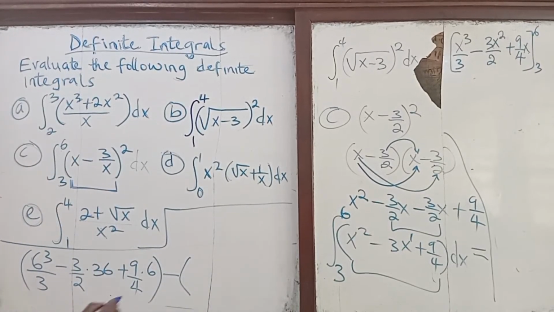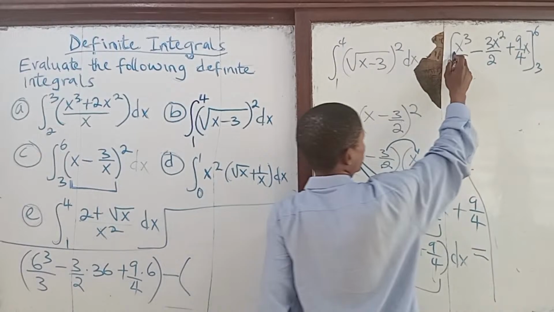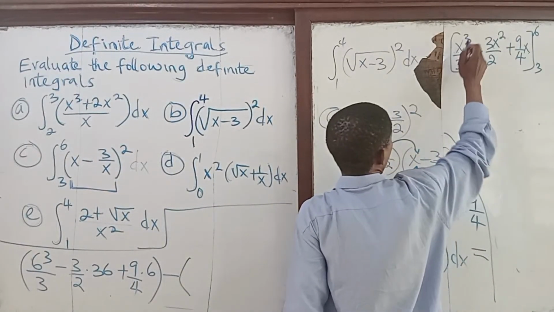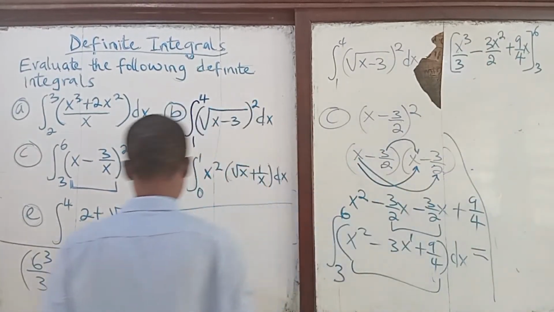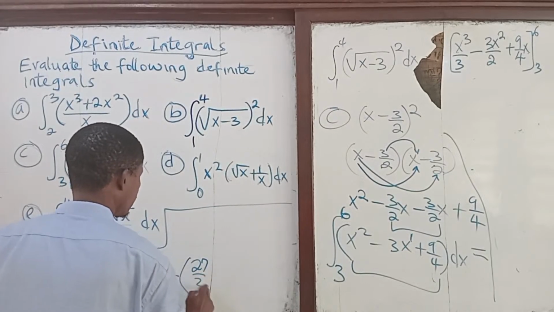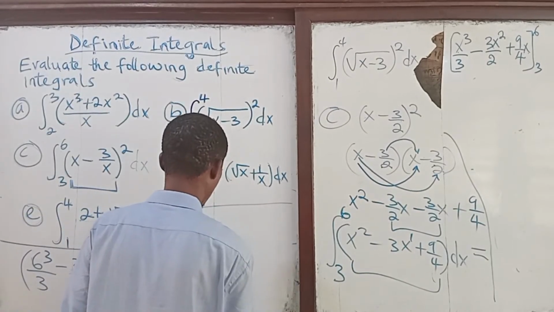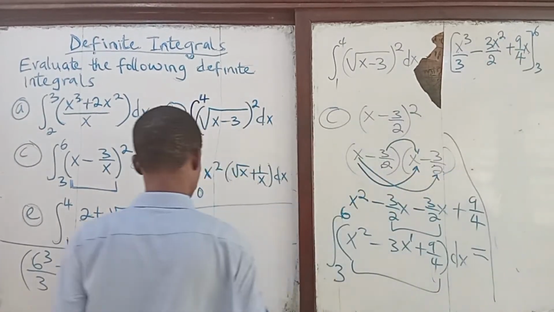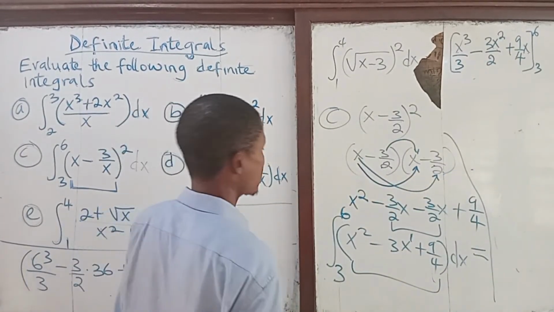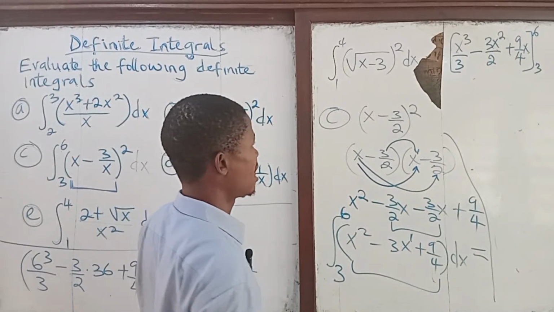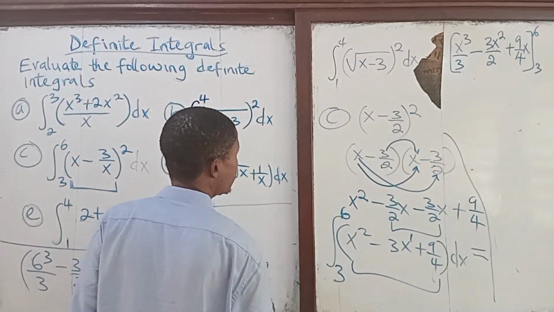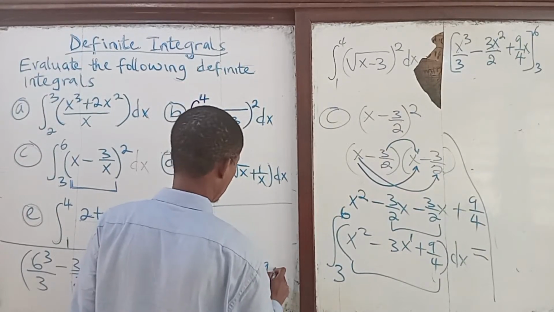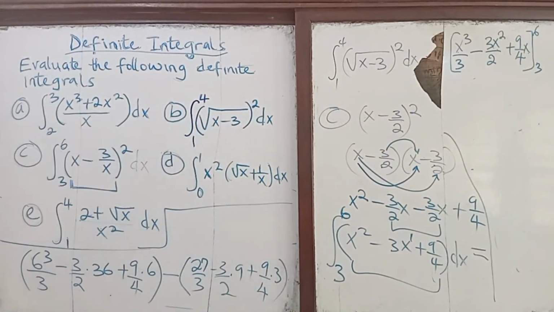Okay, do the same thing. 3 is for the lower boundary, that's 3 cube, that's about 27 over 3, then minus 3 over 2 times 3 square, that's 9, and then plus 9 over 4 times 3. So that's that. You can finish that up.